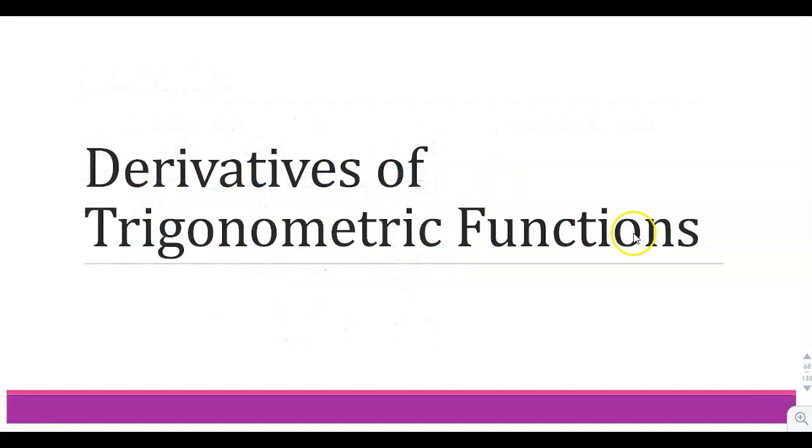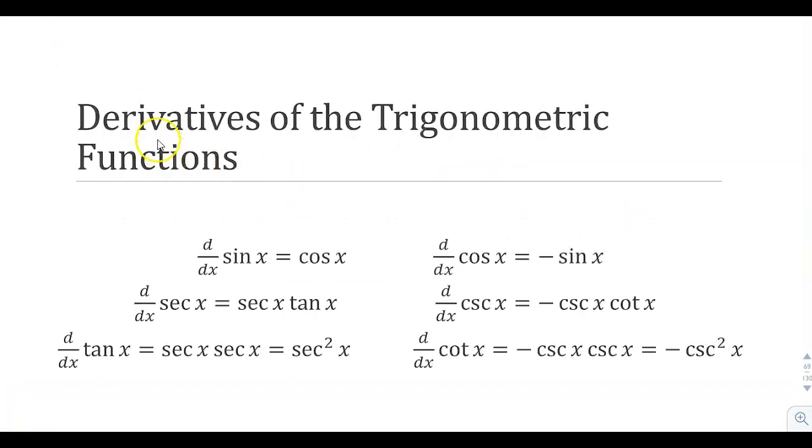Derivatives of trigonometric functions. Well, here they are, the derivatives of the trigonometric functions. So the derivative of sine is cosine. The derivative of cosine is negative sine. The derivative of secant is secant tangent. The derivative of cosecant is negative cosecant cotangent.